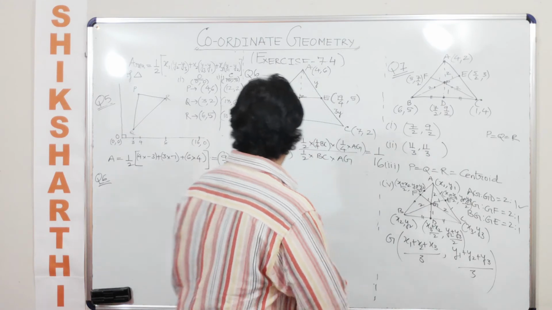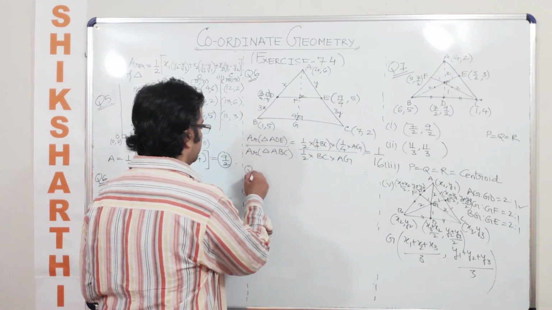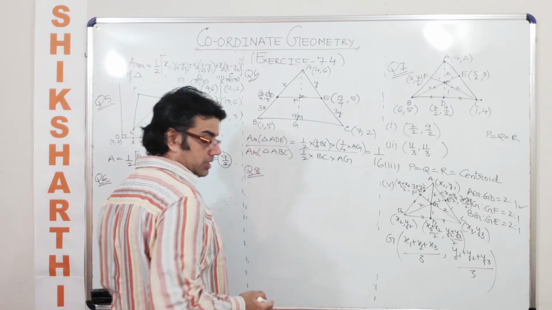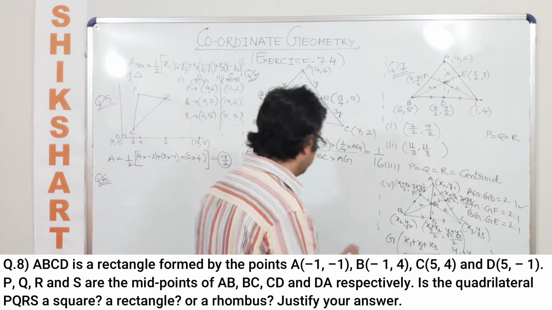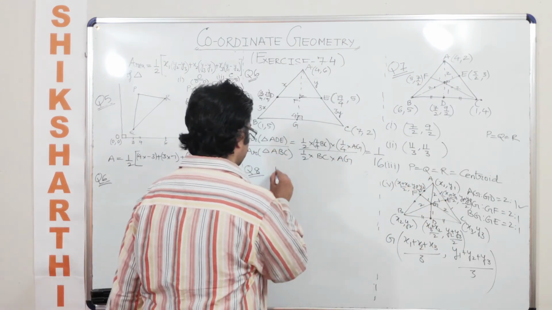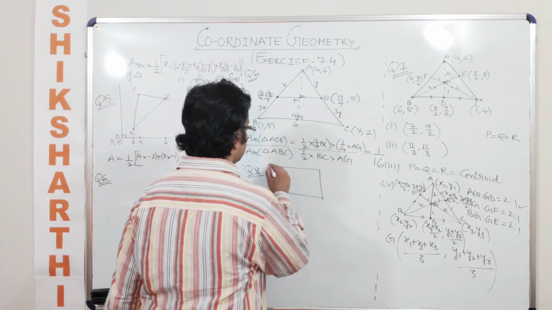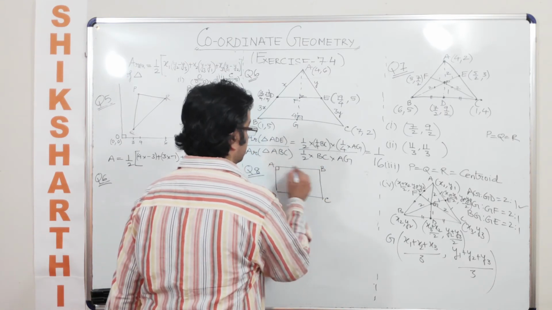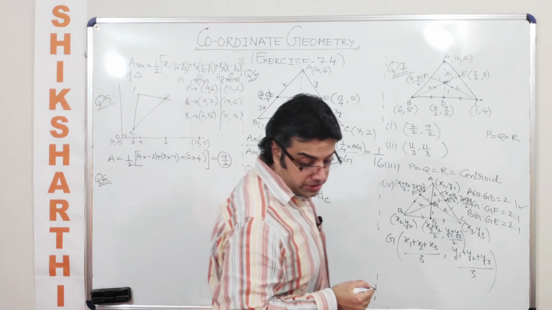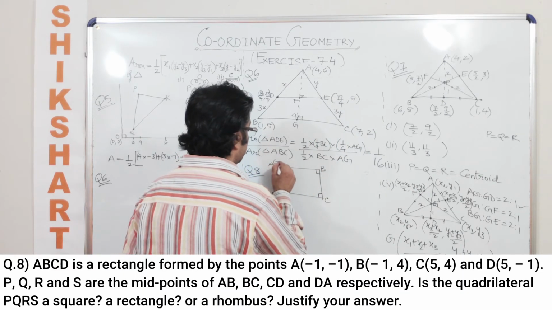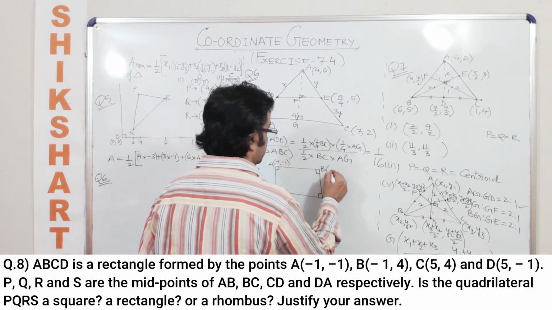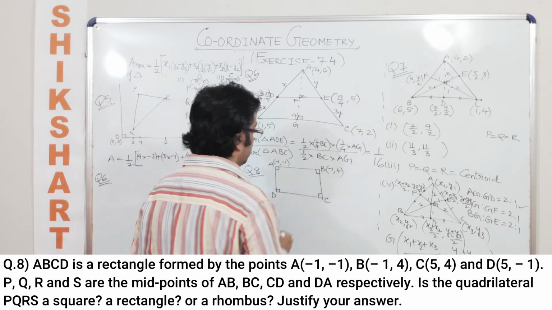Okay, talking about the last question which we are going to do here, which is question number 8. So question number 8 talks about there is a rectangle which is formed with the help of 4 points. Let's say A, B, C, D. The coordinates here are given as minus 1 comma minus 1, minus 1 comma 4, right?